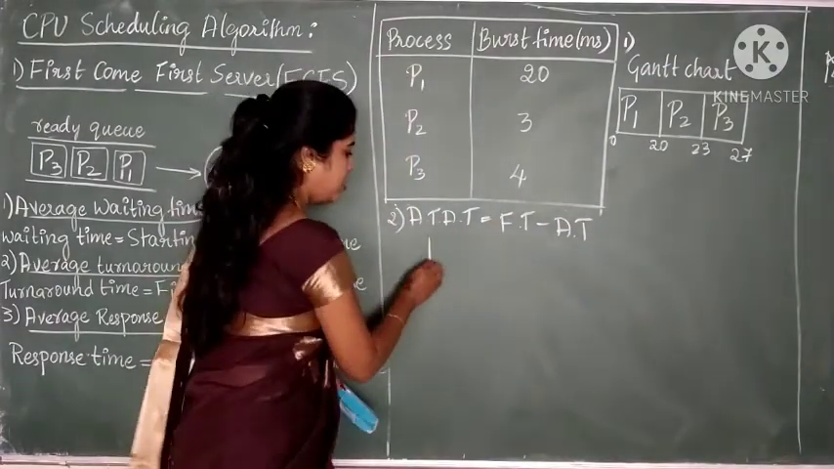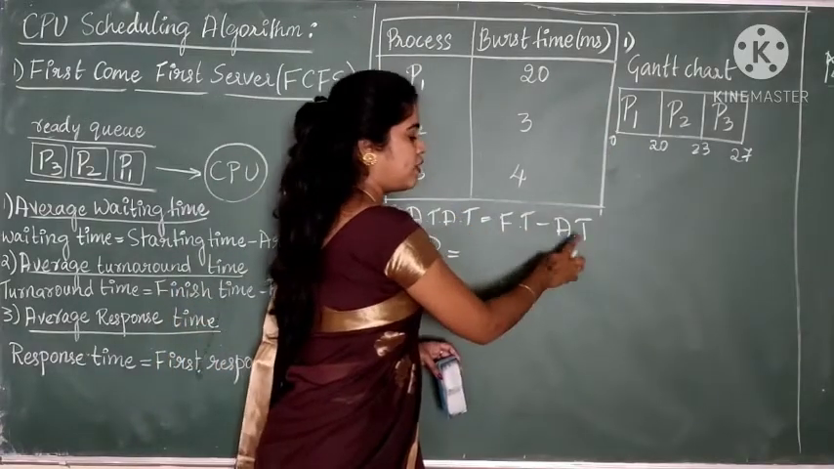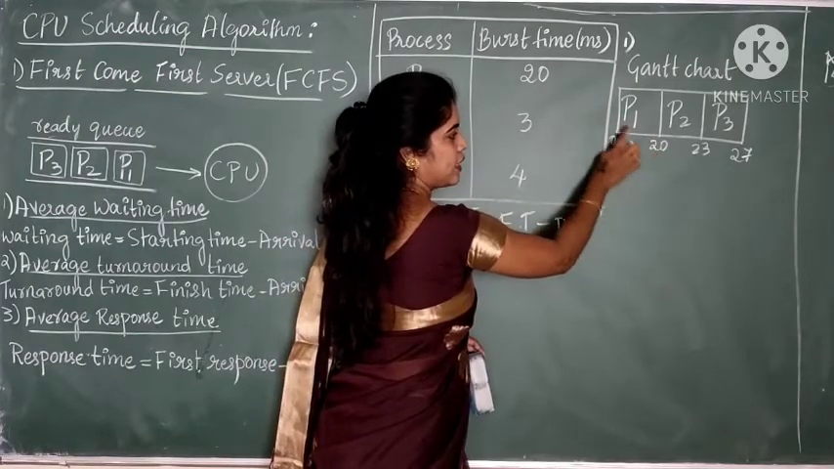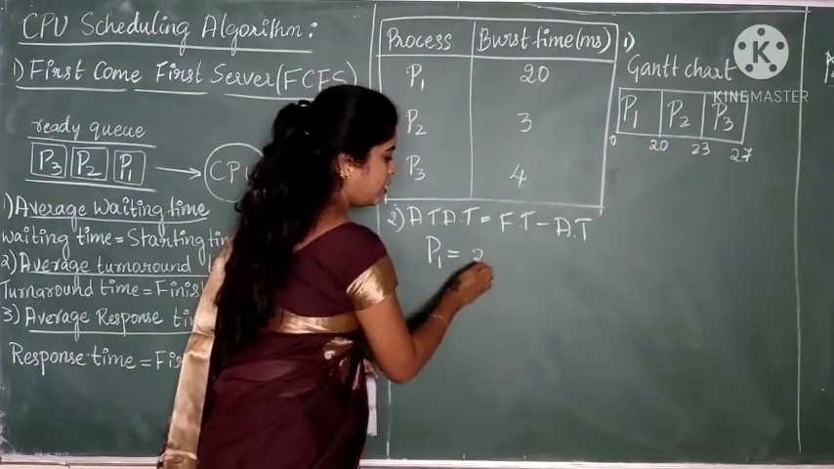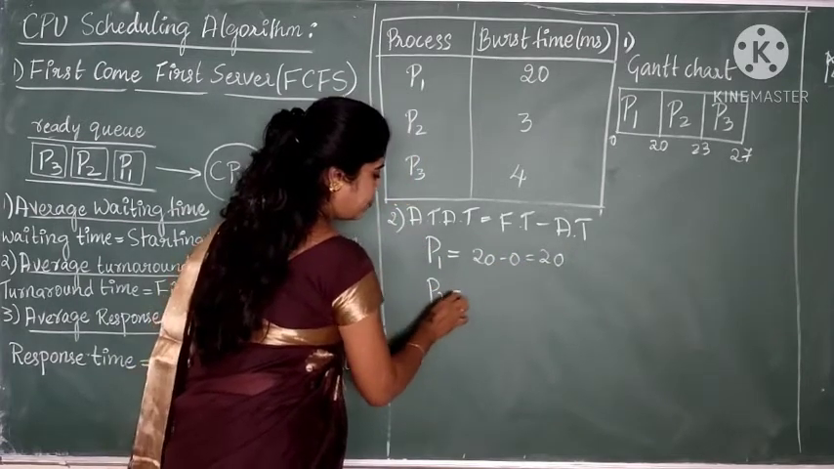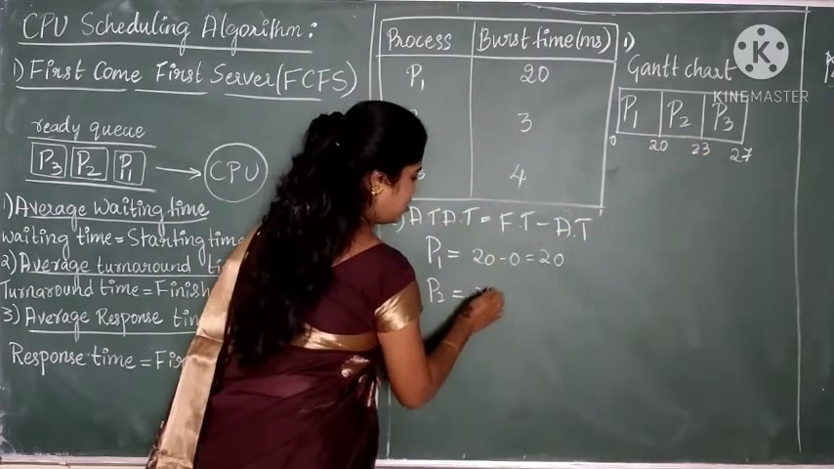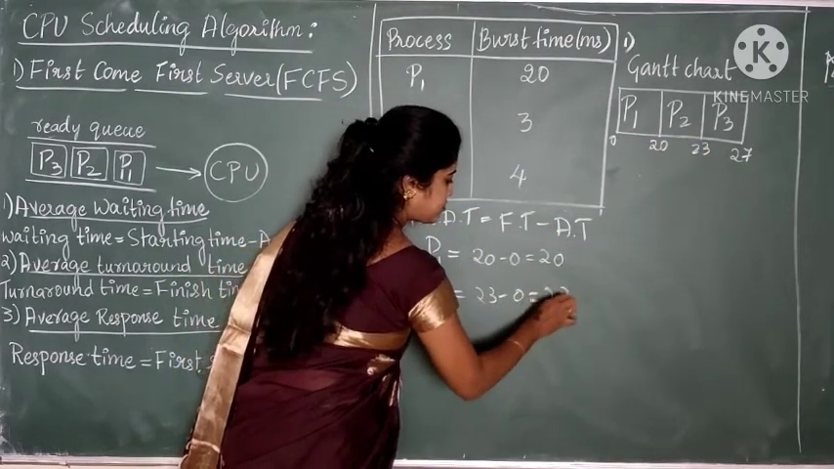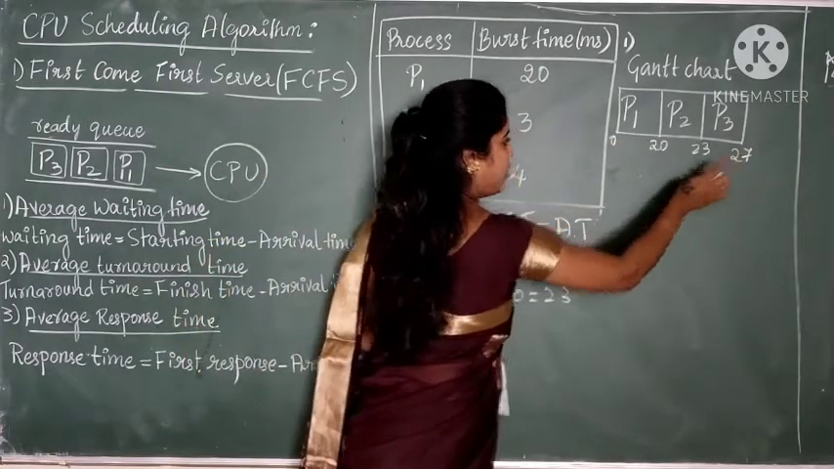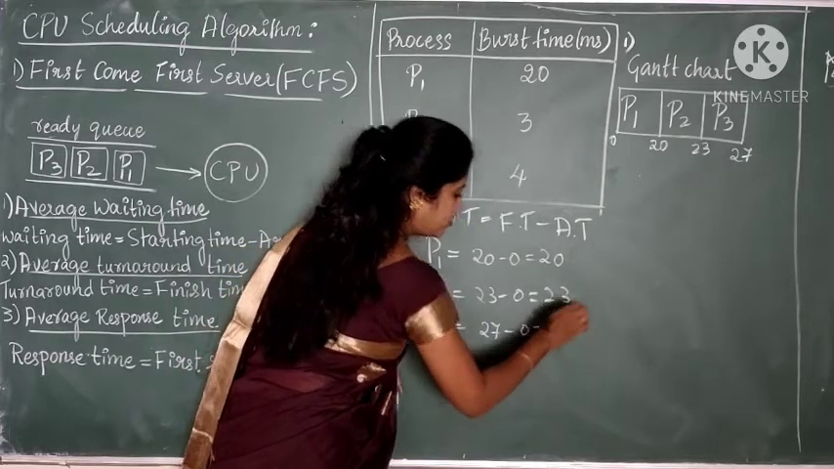Again the same thing. For P1 you will be calculating, and as I told you, arrival time is always 0. P1 is finishing at 20 milliseconds, so finish time of P1 is 20 minus 0, you will get 20. And P2 is finishing at 23, 23 minus 0, 23. And P3 is finishing at 27, 27 minus 0, you will get 27.